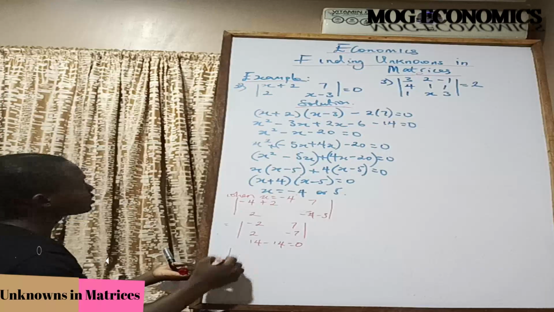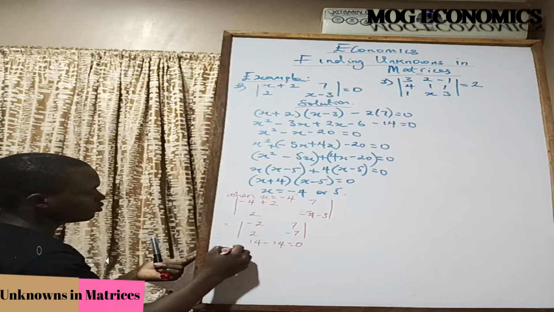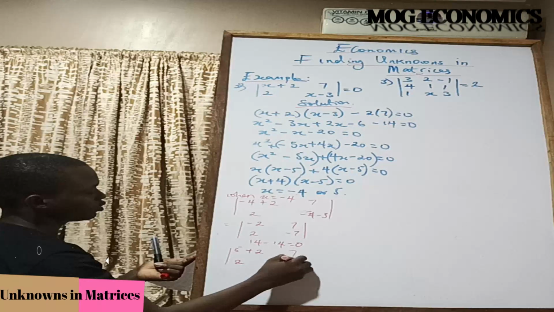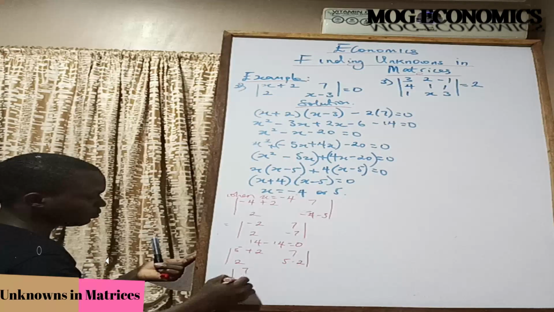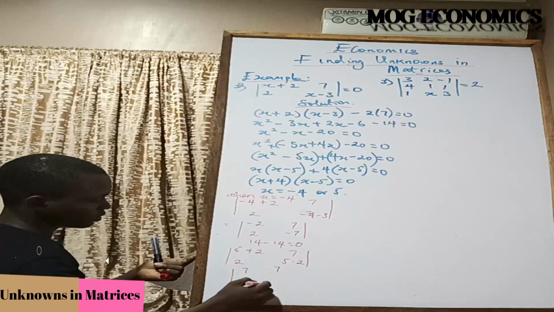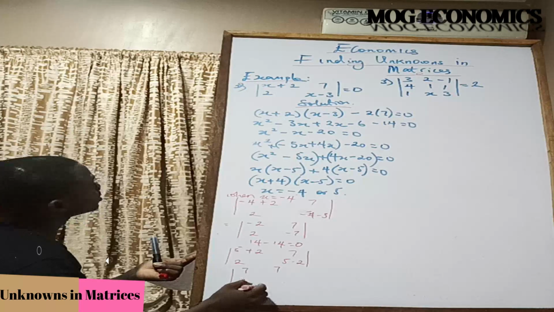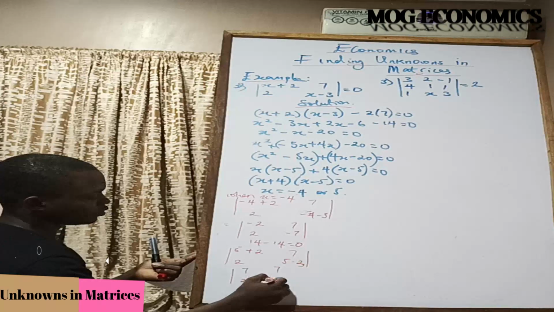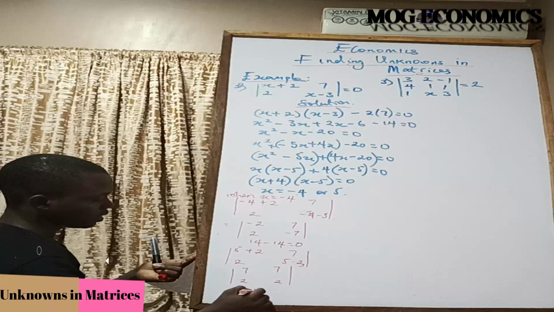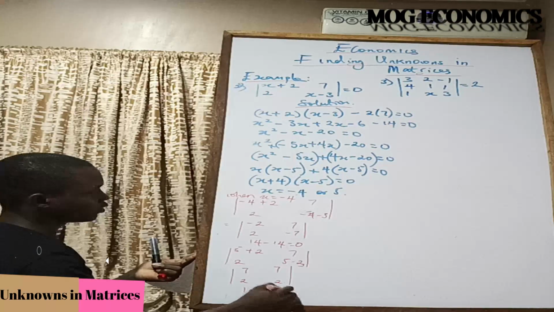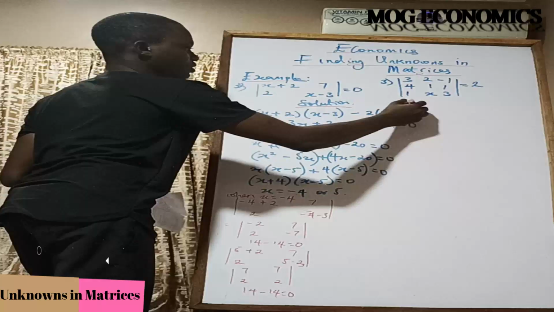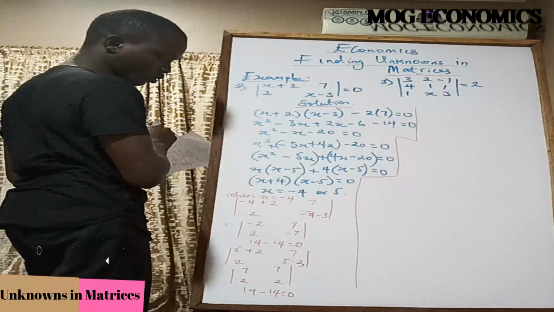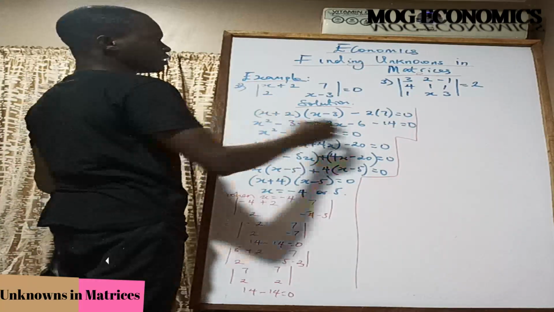Then when x is 5, I'm going to have 5 plus 2, which is 7, 2, then 5 minus 3, which is 2. So this gives us 7, 2, 7, 2. 7 times 2 is 14, minus 2 times 7 is 14, which still gives us 0. So that's how to solve this. Since we had a quadratic function, the value of x is equal to minus 4 or 5.